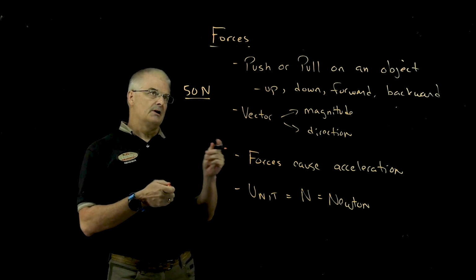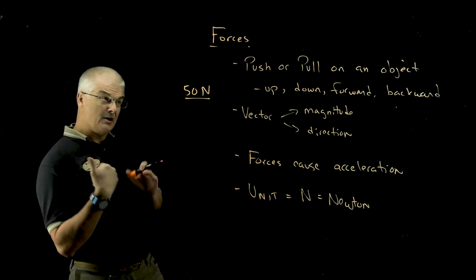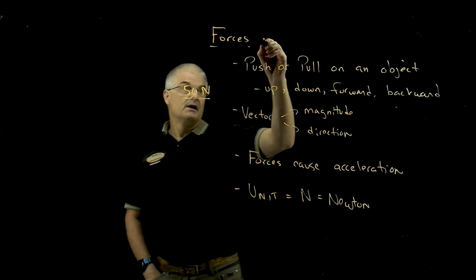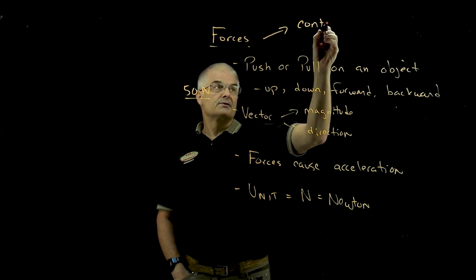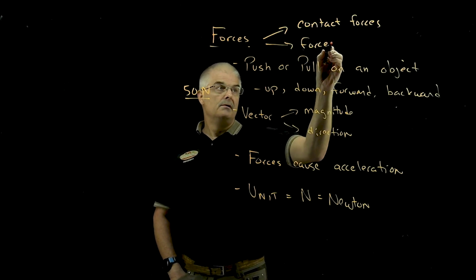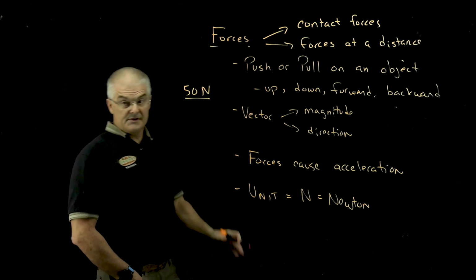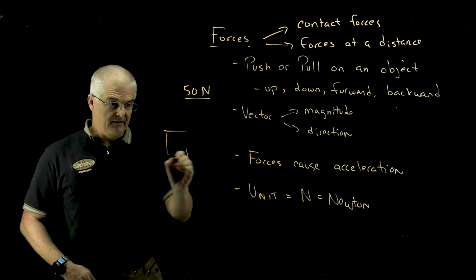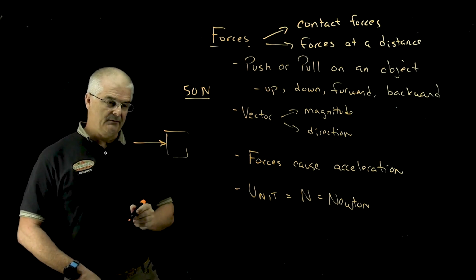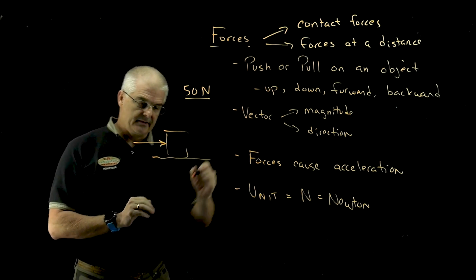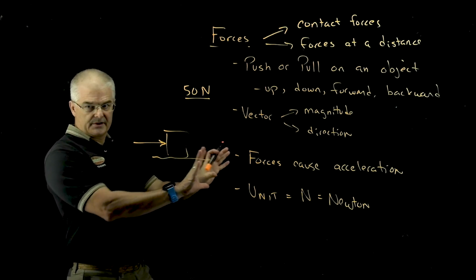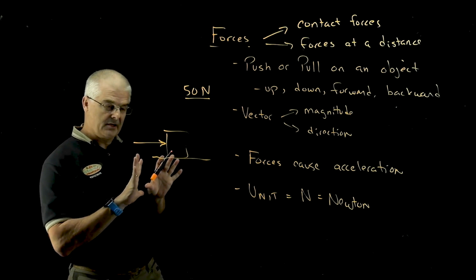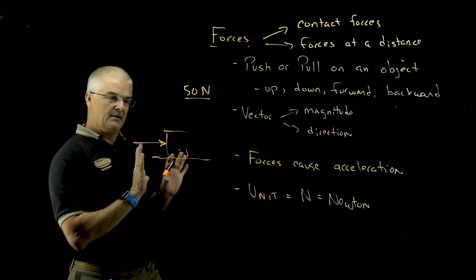And lastly, there are two kinds of forces, okay? The two kinds of forces are what we call contact forces and forces at a distance. So a contact force is if I have an object, some block of wood, maybe it's on the ground, and I push on that box, it's in contact. So my hands are in contact with the block of wood, and I am pushing it.